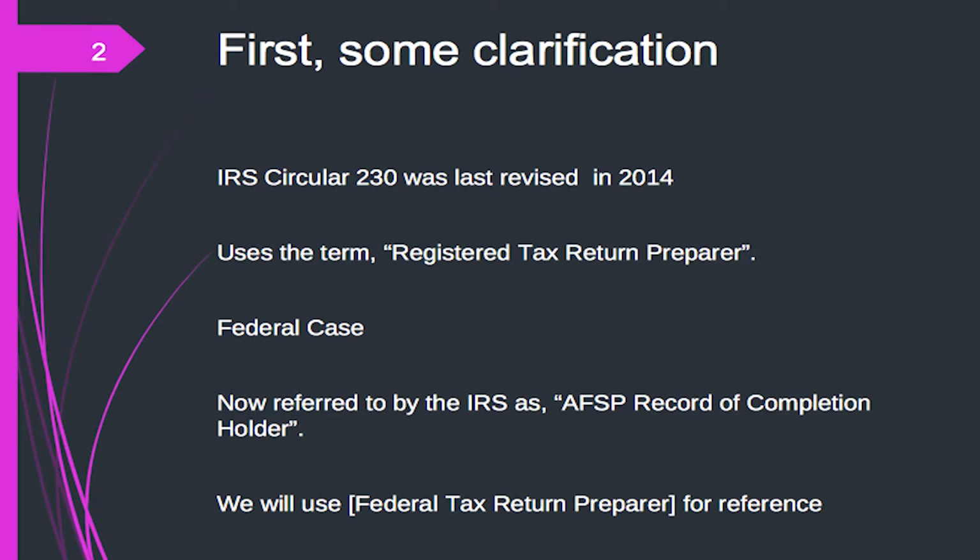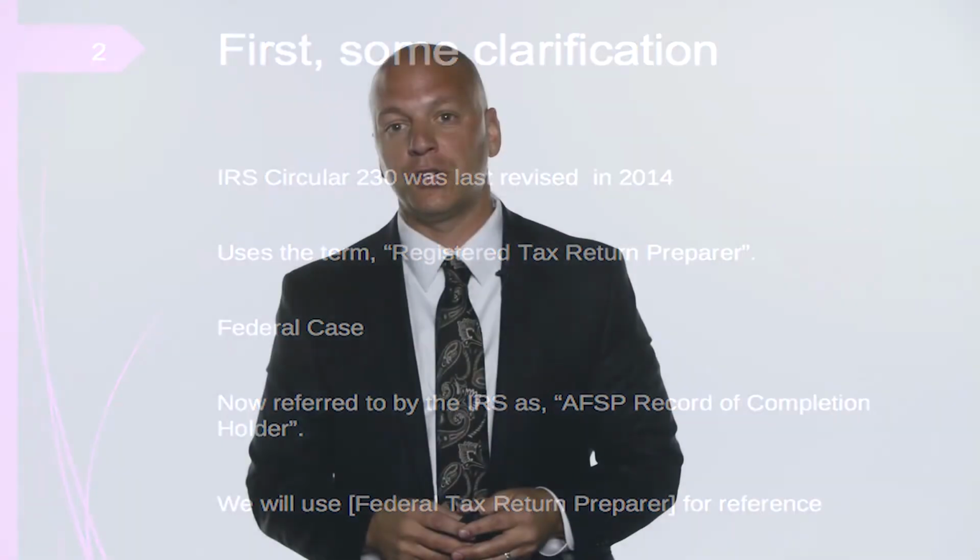So now it's referred to by the IRS as the AFSP Record of Completion Holder, Annual Filing Season Program, Record of Completion Holder. We will try to use Federal Tax Return Preparer for reference today, although you may see me slip once or twice and still call it the Registered Tax Return Preparer, because in the Circular 230, it's still referred to as the Registered Tax Return Preparer. We are waiting any day for an update to Circular 230. It's just not coming soon enough.